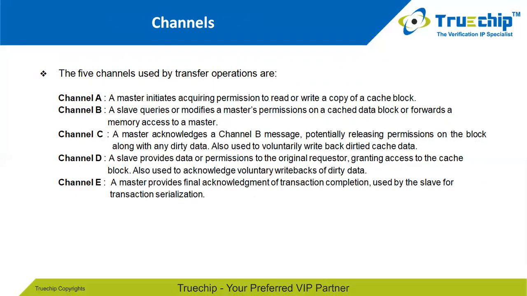Channel D is used by the slave to provide the data or the permission to the original requester, guaranteeing the access of the cache block. Channel E: the master provides the final acknowledgement of the transaction completion, used by the slave for the transaction serialization on channel E.